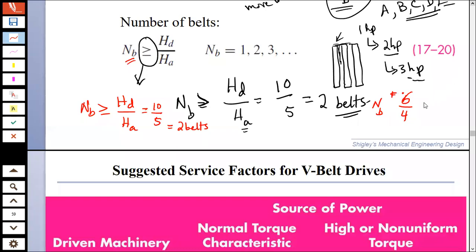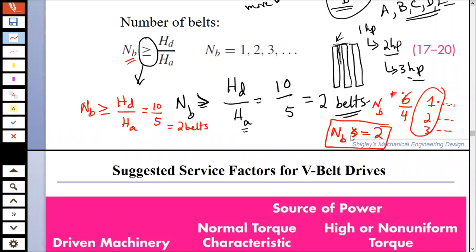1.5 हो जाएंगे. Acha. So the number is 1 point something, or 2 point something, or 3 point something. If it is not an integer, that means, देखिए, you cannot split a belt. Therefore, if it is 1.2, 1.3, even 1.1, you should go for the higher number. So in this case, your number of belts will be 2.